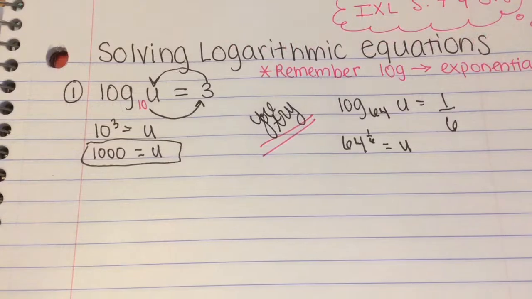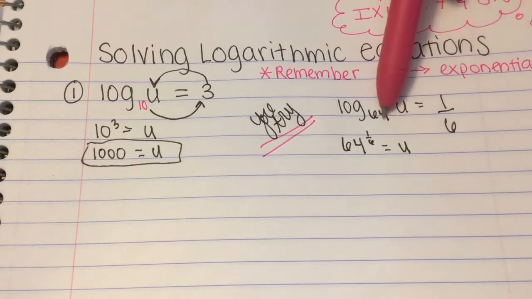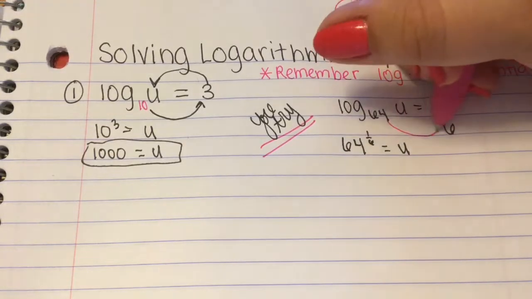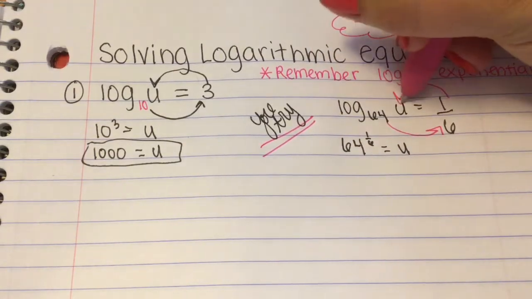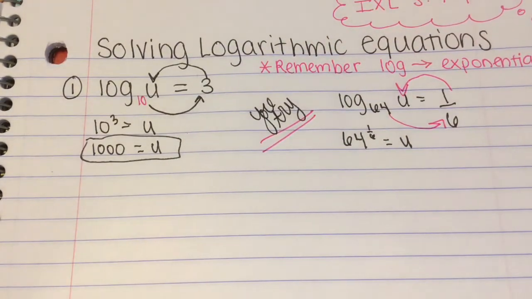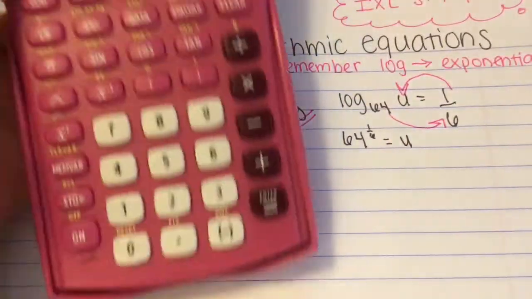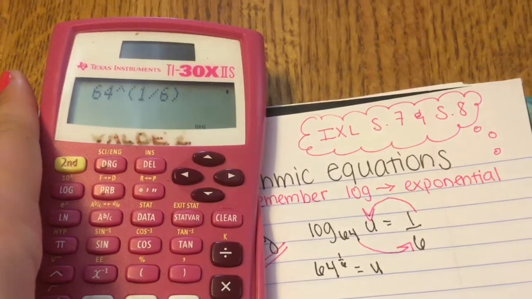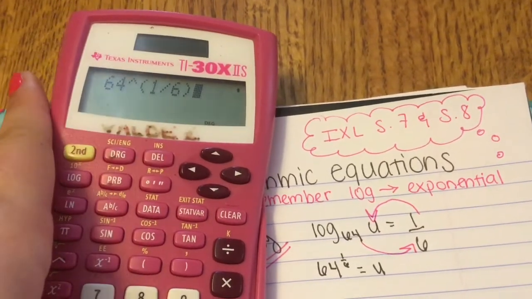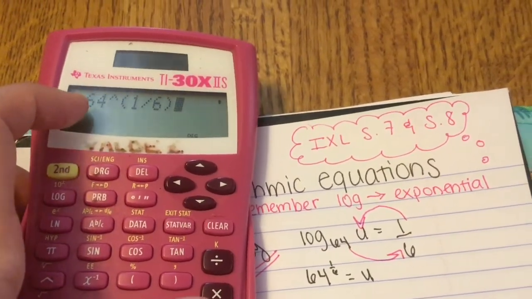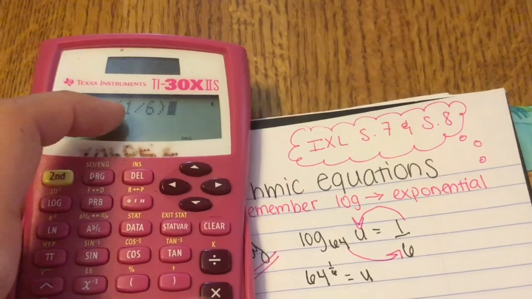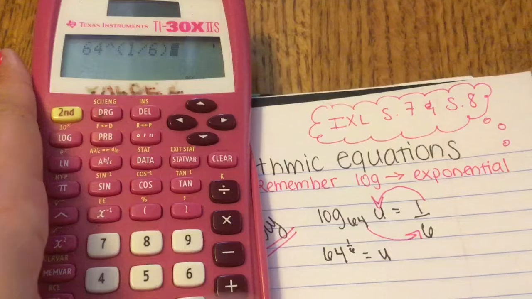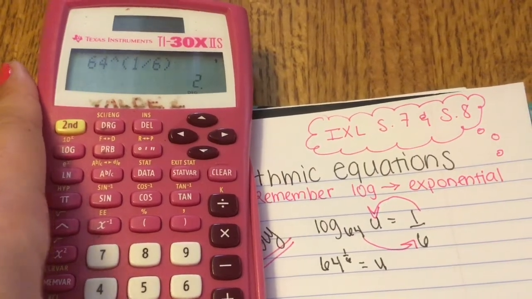In this u-try example, I went ahead and did 64 to the 1/6 equals u. I went around in that circle. And 64 to the 1/6 you can just pop into your calculator. Notice how I put the 1/6 in parentheses. Otherwise, this would have done 64 to the first power and divided that number by 6. So make sure you put that whole exponent in parentheses. And I get 2.